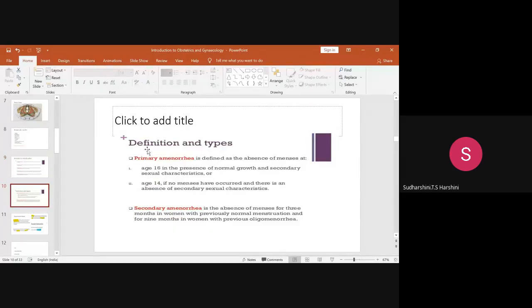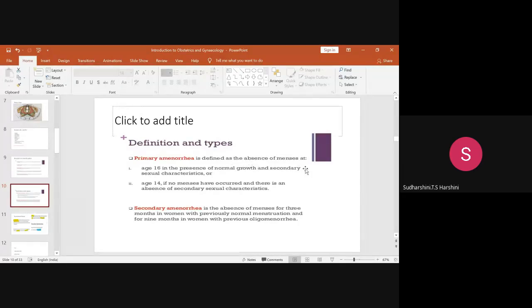Now coming to amenorrhea. Amenorrhea means no menstruation. There are two types of amenorrhea, primary and secondary. Primary amenorrhea means she has not attained menarche. She has not at all attained menarche.